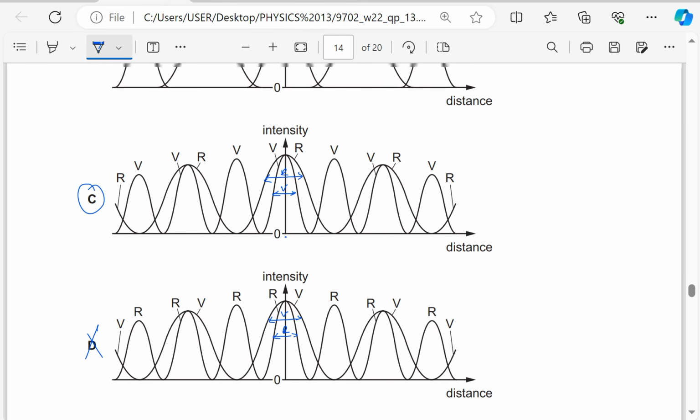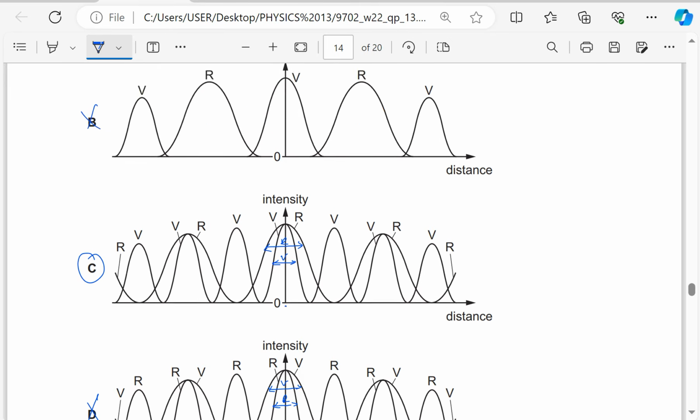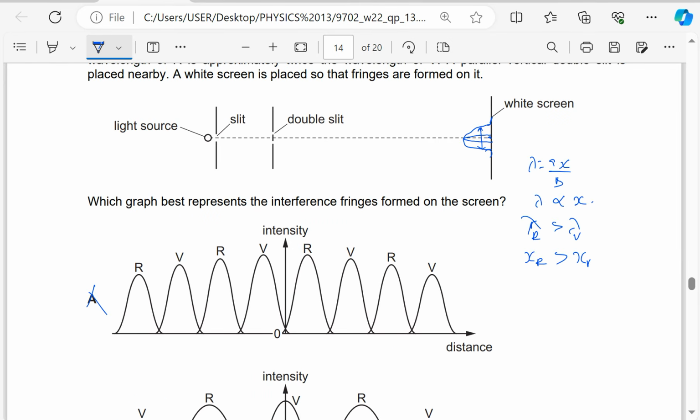So C is correct because it shows the interference fringes for red are more widely spaced than those for violet. So the answer is going to be C. We just use the expression for the double slit to arrive at that conclusion.